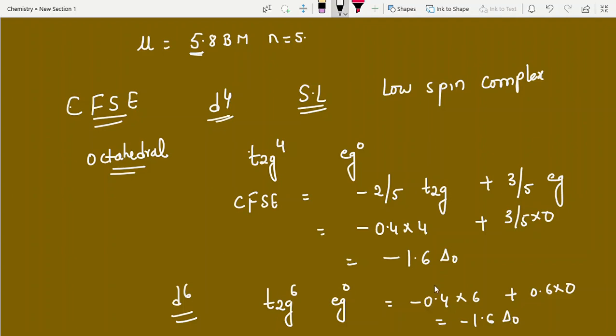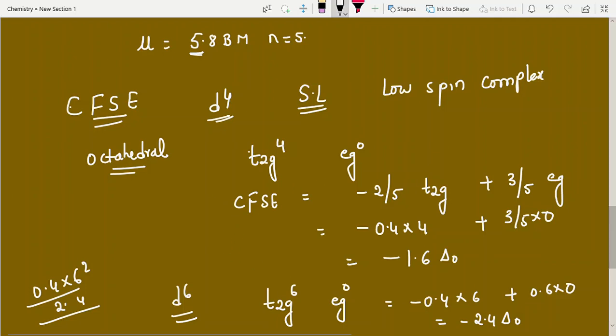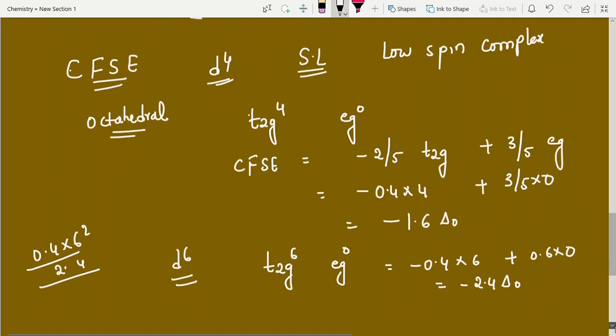Sorry, one second, we'll simplify this one. 0.4 into 6. 6 fours are 24, so 2.4. What is the answer here? Minus 2.4 delta naught. That's it. This is strong field ligand crystal field stabilization energy. Remaining everything you can calculate like this.